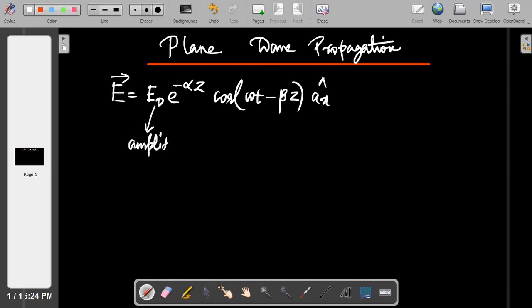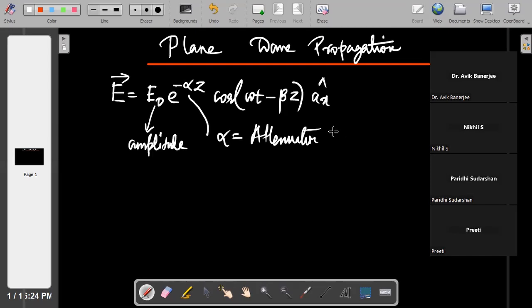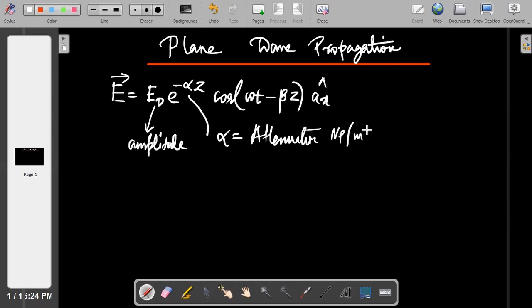Just I am telling you, if you have remembered or not, I don't know. Alpha is what? Your attenuation, in Napier per meter, or sometimes it is written in dB also. Now, can anyone tell me in which direction the wave is propagating? That is your a_k cap. In which direction? Write in the chat box. And what is a_E? These two things you tell me.